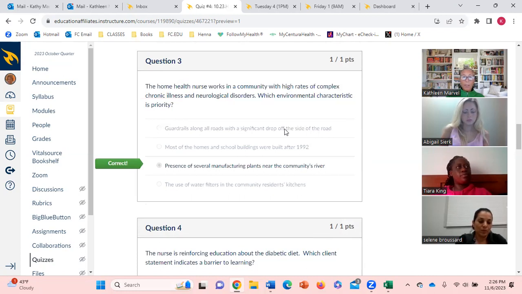Okay, question 3. Home health nurses working in a community with high rates of complex chronic illnesses and neurological disorders. Again, an environmental health question. Which environmental characteristic is a priority? Again, a word that comes up, it's a priority question. So did anybody select anything other than C?